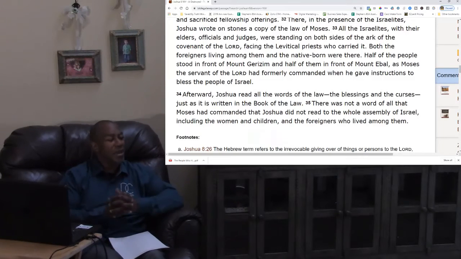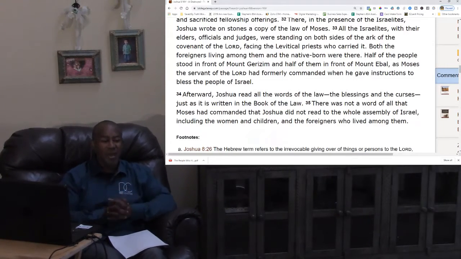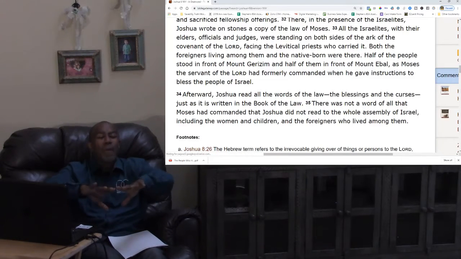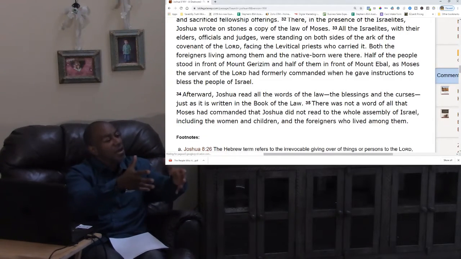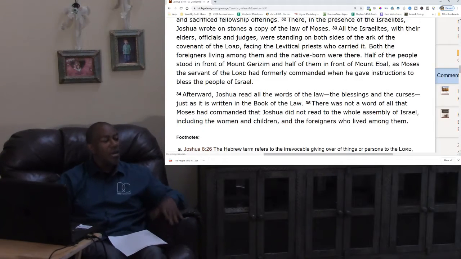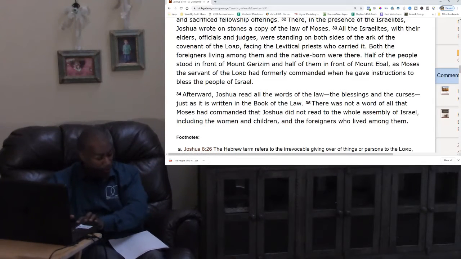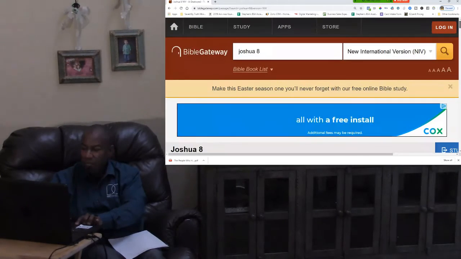See, it always came back to the ark. It always comes back to the covenant. The people who have the covenant are protected by the Lord. The Lord fights for those people. And we have that covenant. Let's keep reading. Let's look.